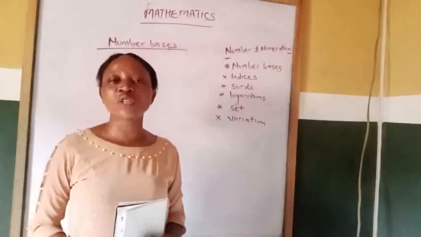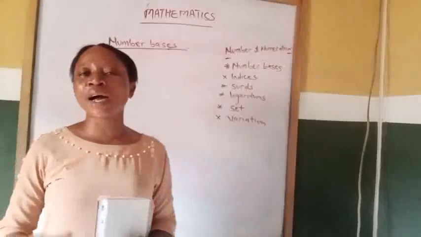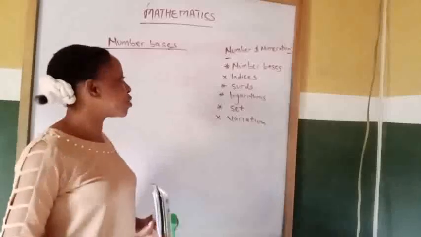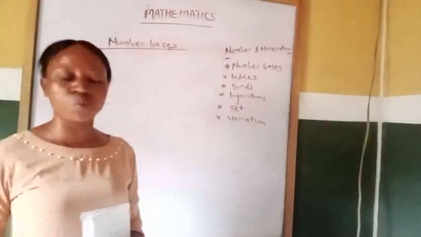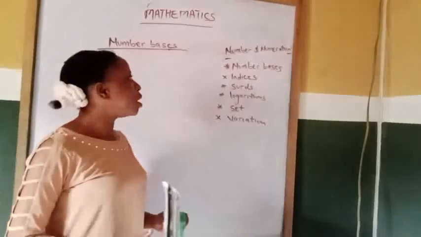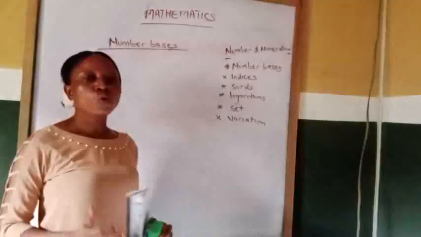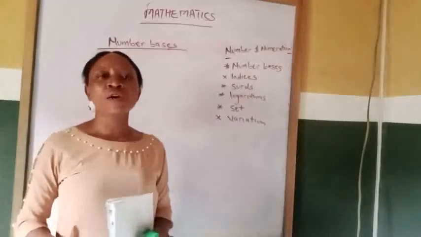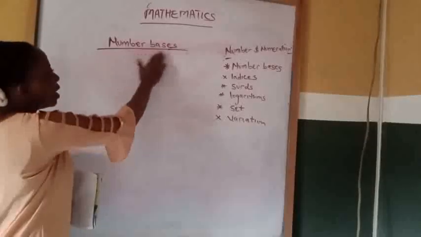My name is Oluwatoyin. In today's topic, we are going to talk about number and numeration in mathematics. This topic is divided into about 5 to 6 groups. Under this topic, we have number basis, we have indices, we have surd, we have logarithm, we have set, and we have variation. So in today's topic, we are going to look at number basis.